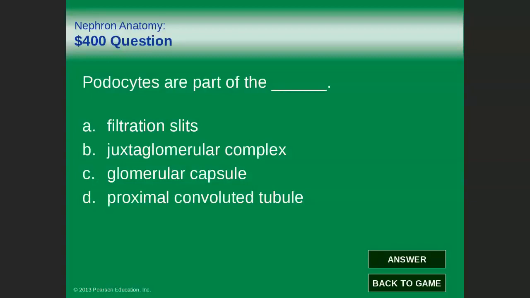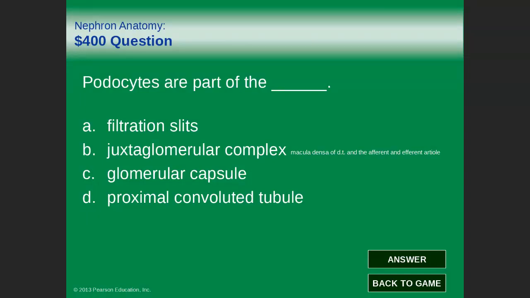Podocytes are part of what? The filtration slits, the juxtaglomerular complex, the glomerular capsule, or the proximal tubule? Remember, the JGA, the juxtaglomerular complex, is the macula densa of the distal tubule and the afferent and efferent arteriole. Glomerular capsule, of course, has a visceral and parietal layer.